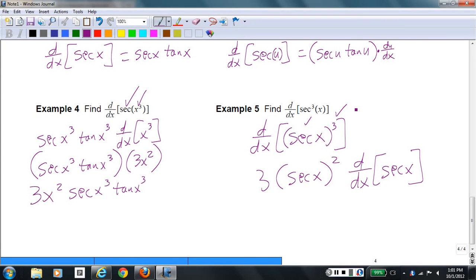Well, now it's just a matter of copying and pasting and using some notation. 3 secant squared x, because that's what that means. Secant x quantity squared is secant squared x. That's how we write it. And now the derivative of secant x, copy and paste this from up here, secant x tangent x. Oh, I guess there's one more step to clean things up. Secant squared x times secant x, secant cubed x. So 3 secant cubed x tangent x.